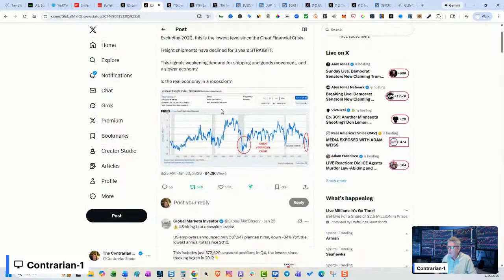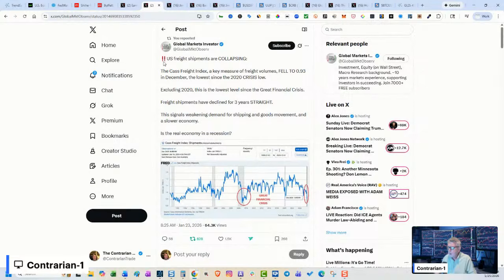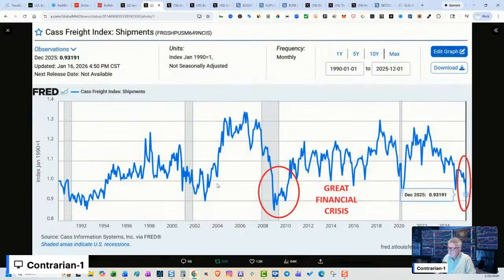So a couple of interesting charts here. U.S. freight shipments are collapsing. The Cass Freight Index, a measure of freight volumes, fell to 0.93 in December, the lowest since the 2020 crisis lows. Excluding 2020, the lowest since the great financial crisis. Freight shipments have declined for 3 straight years. This signals weakening demand for shipping and goods movement and a slower economy. Something to watch out for.